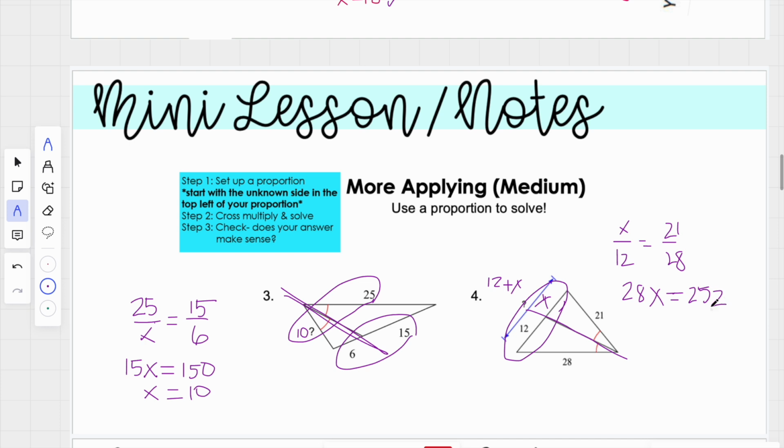All right, and then we would go ahead and divide out the 28. I think that gives us x is equal to 9. All right, and remember that that gives us this piece here, 9. But we want this piece here, so 12 plus 9 is going to end up giving us 21. Okay, not too bad at all.